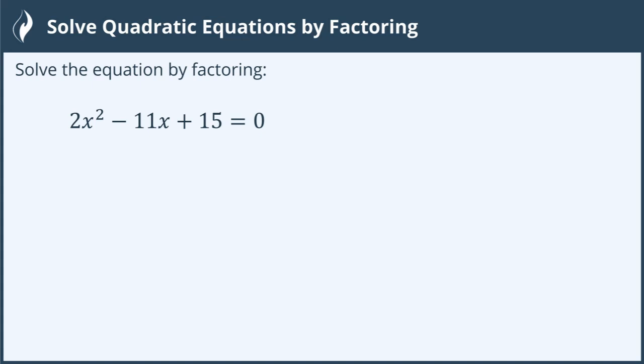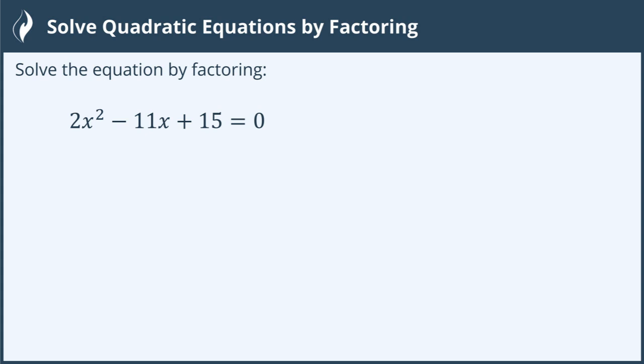All right, here we go. So we're going to solve this equation by factoring. The first thing I notice when I look at my equation is 2 will not go into each individual term. So that tells me I can't just factor out a 2.